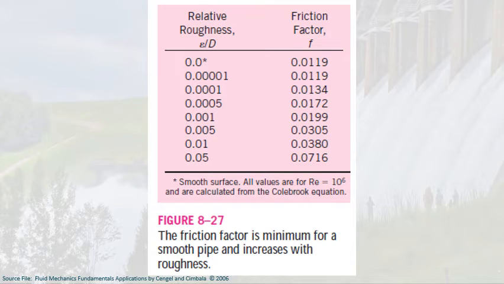You can see here in this table also that the friction factor is minimum for a smooth pipe and increases with the roughness. If we have a smooth pipe, we have the friction factor here. If we have the maximum, say for example here 0.05, then we can also get the friction factor. So the friction factor is a function of the relative roughness.